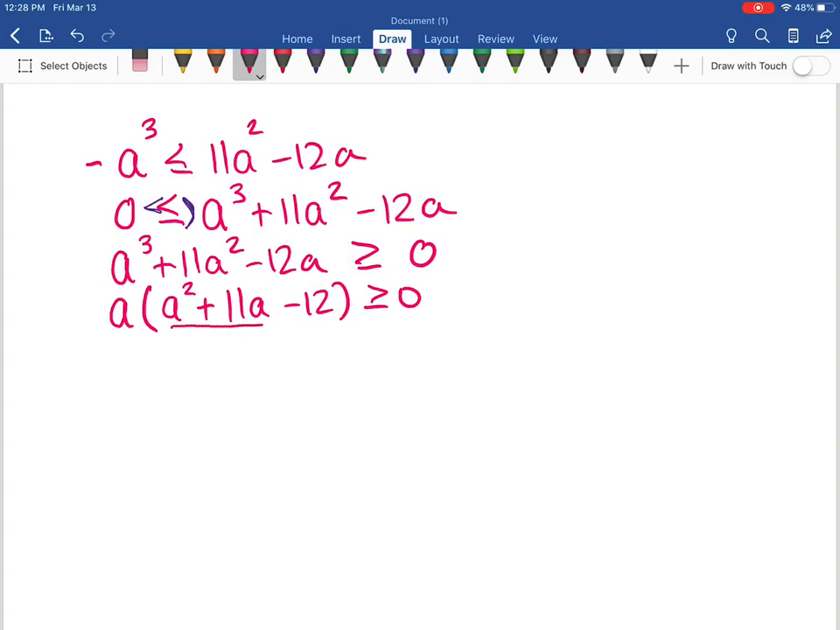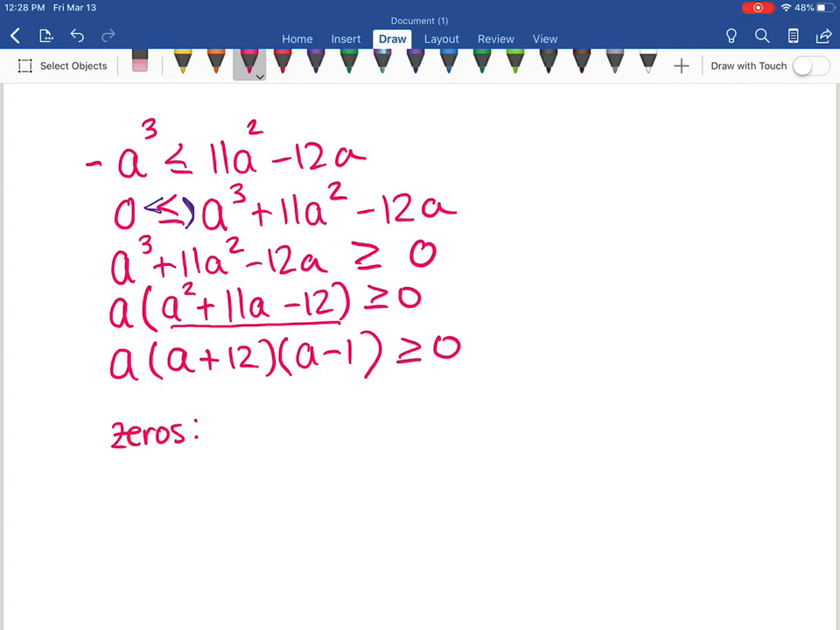And then I can factor what's in here still and break it down a little bit more, and that would be, let's see, a plus 12 and a minus 1. Okay, then my zeros will be 0, negative 12, and 1. So this is what I'm going to use for my sign chart. So I have negative 12 over here, I have 0, and then I have 1. You want to set it up like a number line so that it's in order.